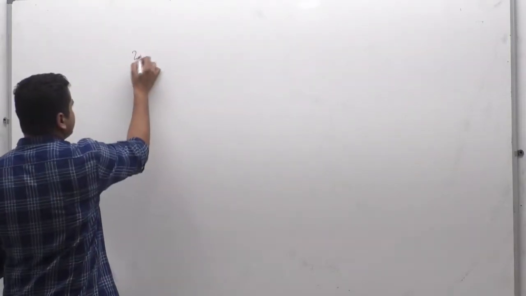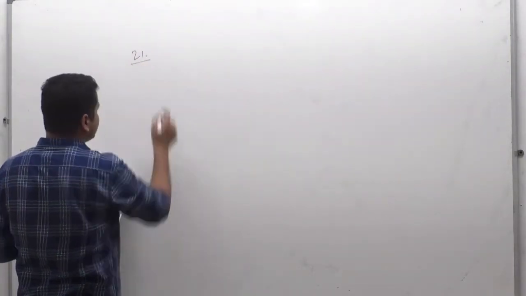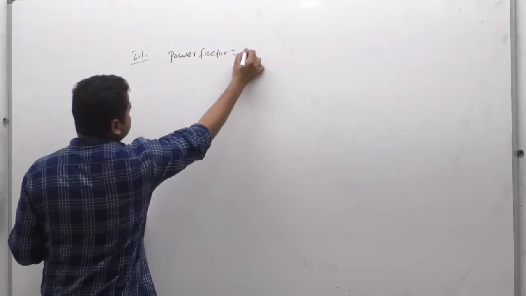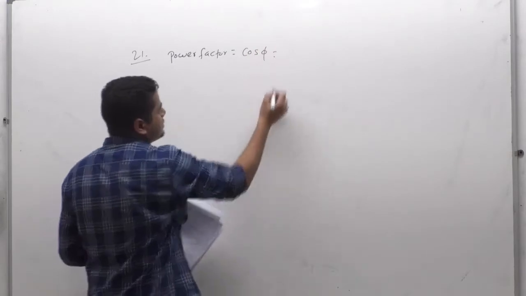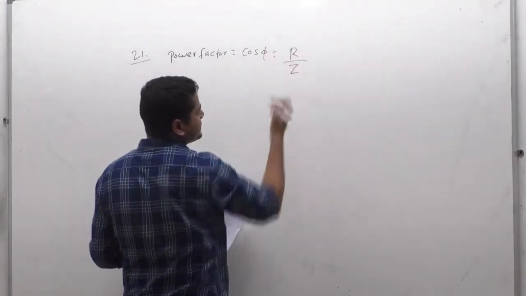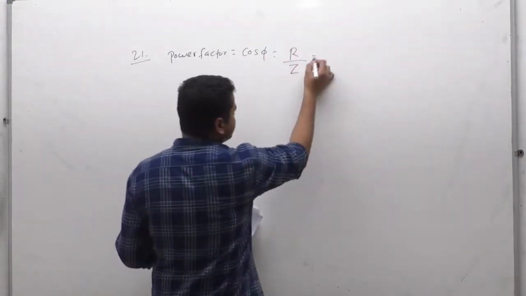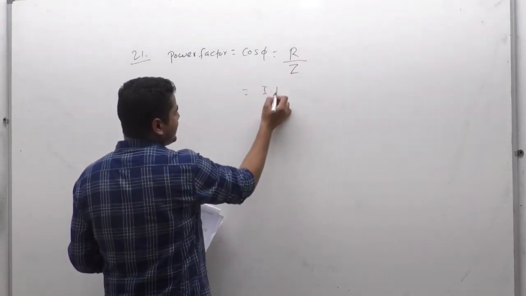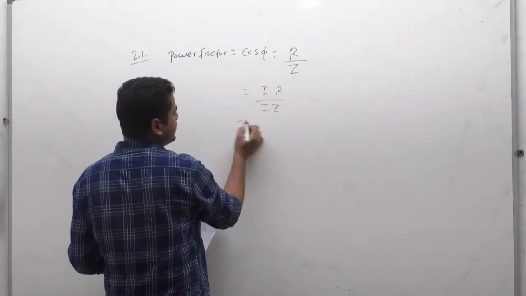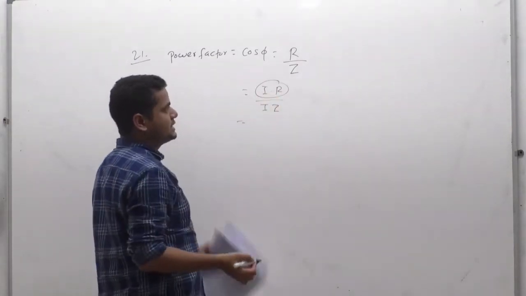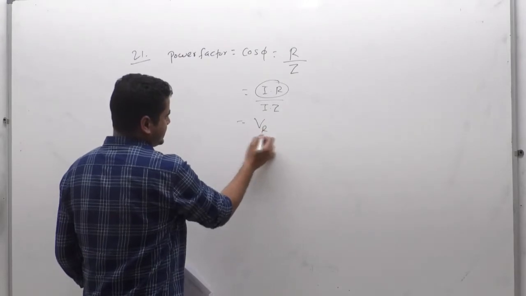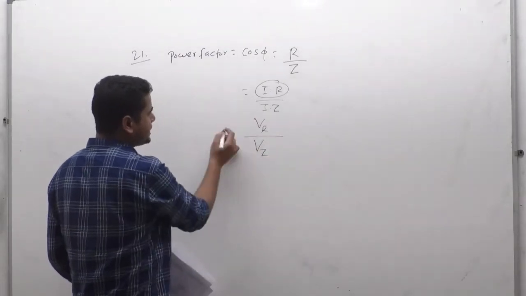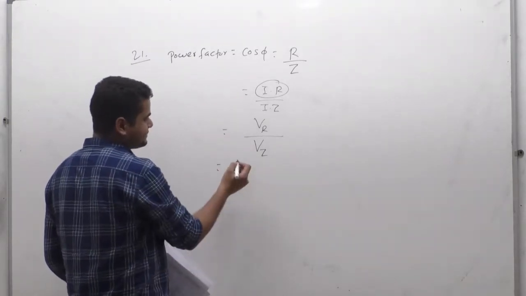In question 21, they have asked about the power factor. And we know that power factor means cos phi, which is equal to resistance upon impedance Z. Instead of that, you can also multiply by I. So I into R is basically the voltage across the resistor, and I into Z is the net voltage across the impedance.